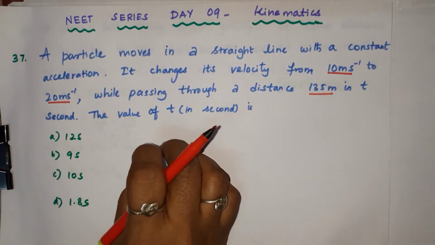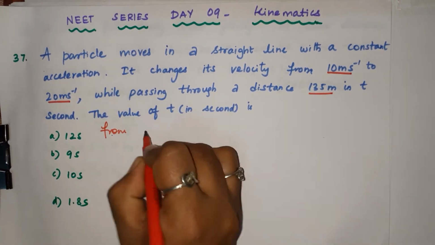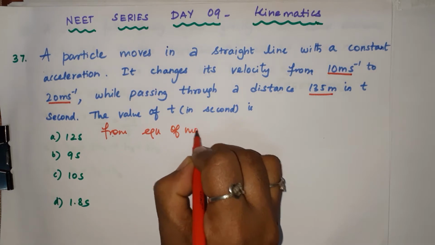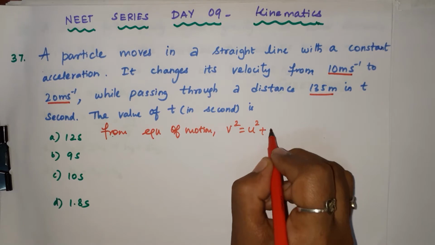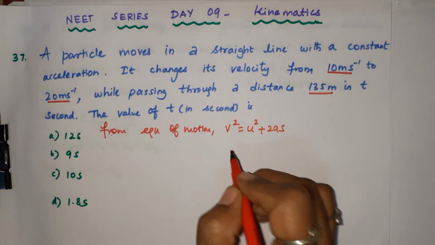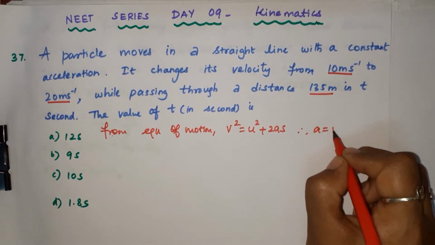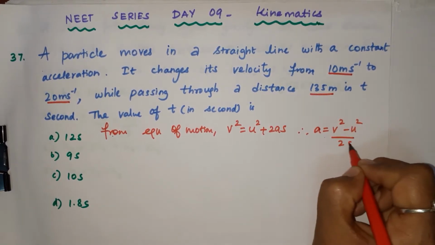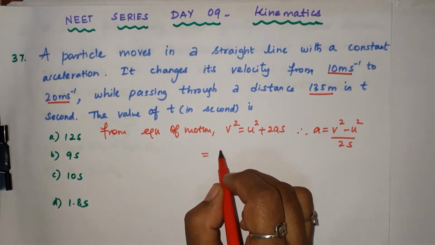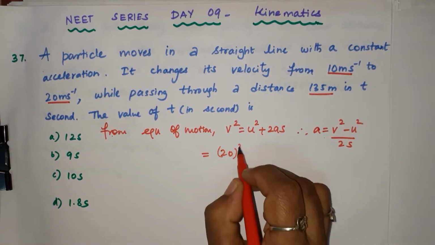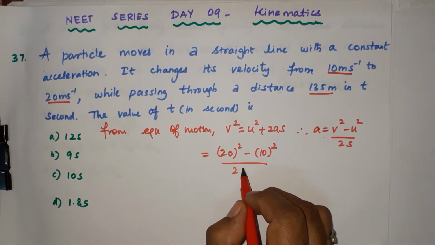So, in this question, from equation of motion, you know the formula, that is v square equal to u square plus 2as. So, what is the acceleration a from this? Therefore, a is equal to v square minus u square by 2s. Just find out the answer. V square is 20 square minus u square is 10 square, by 2 into s.